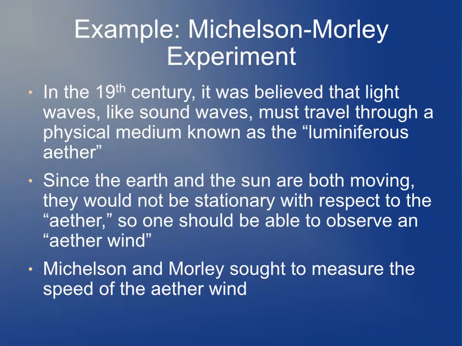This comes from a famous experiment in the history of science known as the Michelson-Morley experiment. This data set's built into R, which is the main reason I'm using it, but just to give you some background on the experiment, it was believed that light waves were like sound waves. They have to travel through some sort of physical substance known as the luminiferous ether. And since the Earth and the Sun are moving, it was assumed they wouldn't be stationary with respect to the ether, so you should be able to observe an ether wind. And Michelson-Morley were trying to measure the speed of this ether wind.